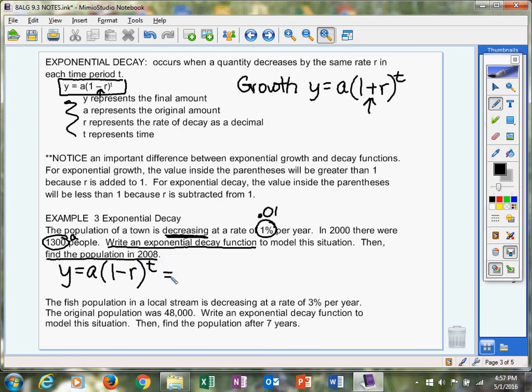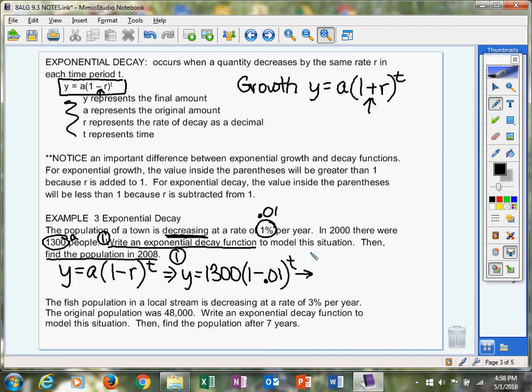Okay, so let's plug in. We're going to plug in for A, 1,300. And then we're going to plug in for R, 0.01. And there is the function, okay? That's the function that they asked us to write. That's the first thing they asked us to write. So you're going to fill in for A and for R. You don't have to write anything for T just yet. That's the basic function, okay?